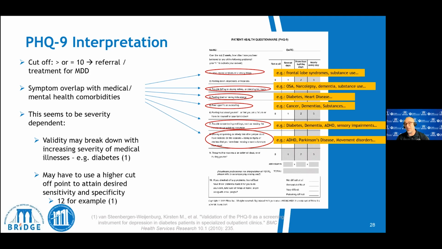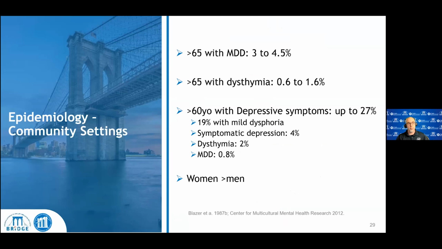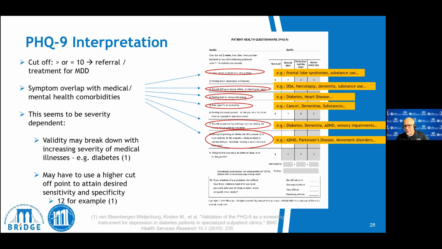And the more sick someone is, the more medically complex they are, it is likely in your best interest to raise the bar for referral. In your primary care setting, you might use a cutoff of 10. Folks with higher degrees of disease severity, you might raise the bar to 12, for instance. This was a cutoff that was developed for use in, I believe, diabetes with a higher degree of uncontrolled diabetes. Any questions about that?